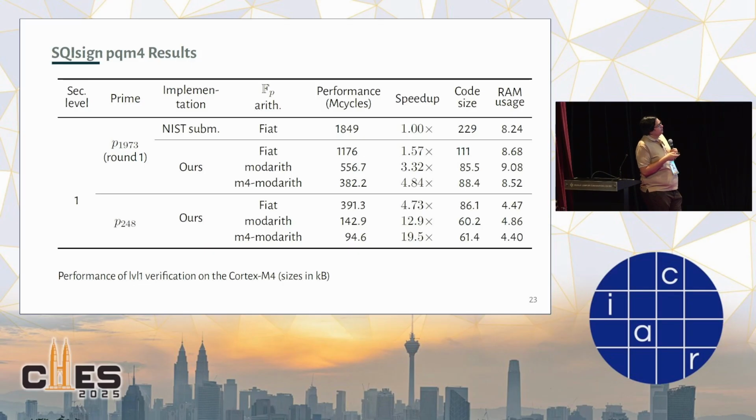And this is only used in fiat crypto, but if you move on to Modarit, which is still fully portable C, you get an acceleration factor of 13. And then the one that targets the Cortex-M4 specifically, you get an acceleration factor of almost 20, which is quite impressive. And we're doing verification on the Cortex-M4 in under 100 million cycles.